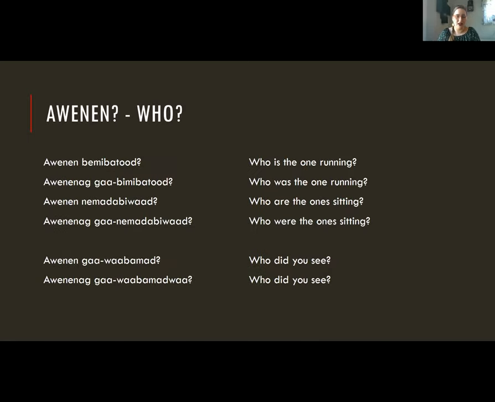Okay, so we'll start with awaynin. Awaynin bimipatud. Who is the one running? So you can see that we've taken the verb bimipatu, changed that first vowel and added our D ending for she or he. So there's somebody running by. Who is that one running? Awaynin bimipatud is running.